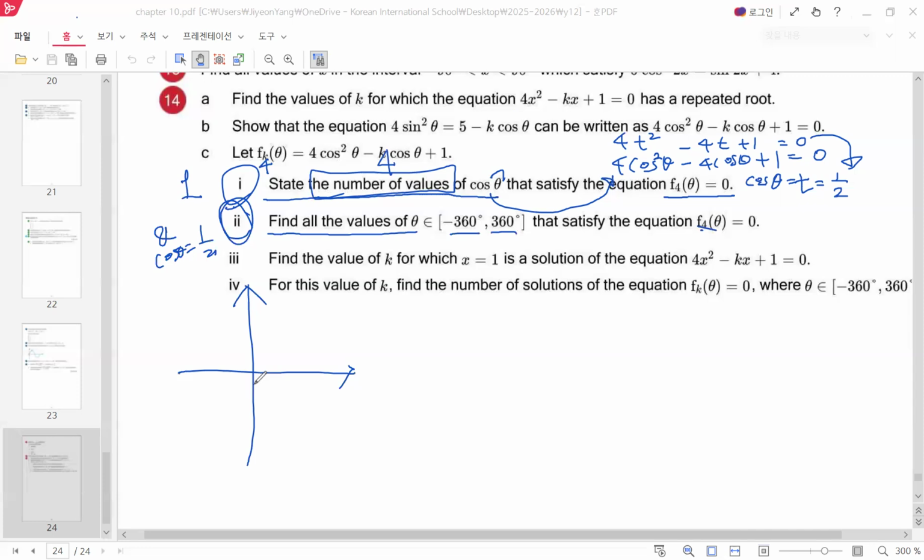Okay, I'm going to give you 5 minutes to try to figure it out. So you need to find theta in the range of negative 360 to 360, which satisfies cosine value 1/2. Please remember CAST. Cosine is positive, so the angle should be located on the first quadrant or fourth quadrant. Okay, please solve this question.